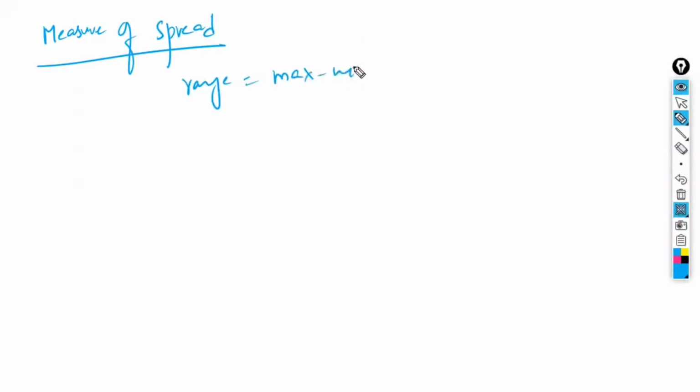Next, we have discussed the measures of dispersion or measures of spread, which describes how the data has been spread. That is range, which is nothing but maximum minus minimum value. Next, we have seen the variance, how much the data has deviated from the mean. Variance means deviation from the mean.